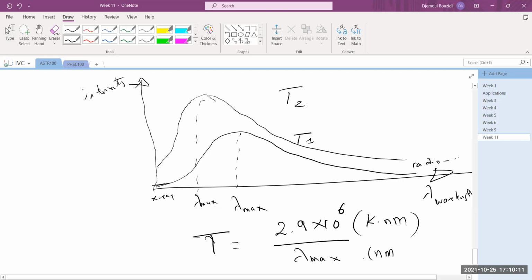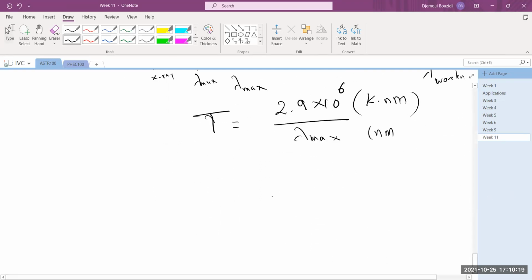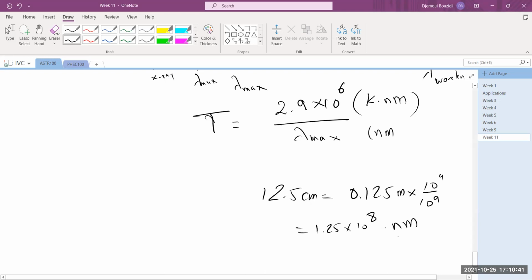So whatever wavelength you're given, like 12.5 centimeters in the first example, convert that to nanometers. How many nanometers is that? First of all, I better convert it to meters. Then I have to multiply and divide by 10 to the power 9. So this number is going to be 1.25 times 10 to the power 8 nanometers. If I am going to find the temperature for that, this is what I should do.